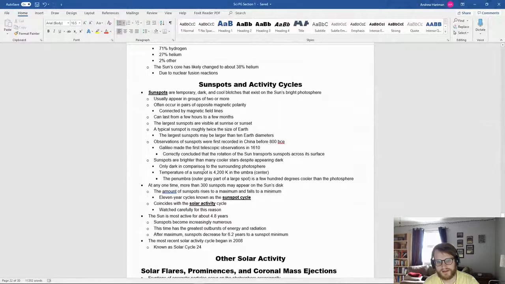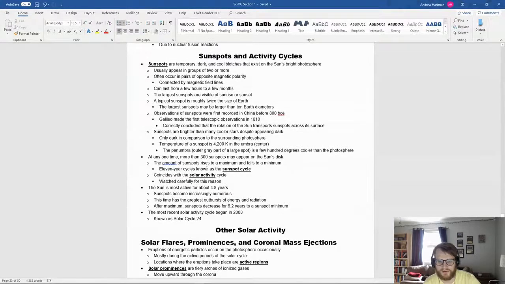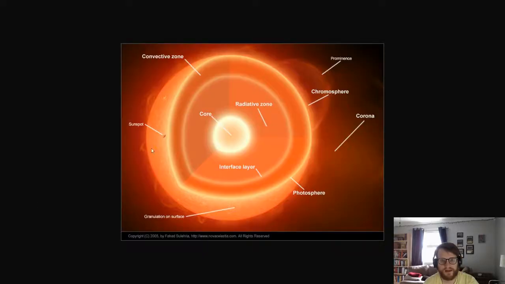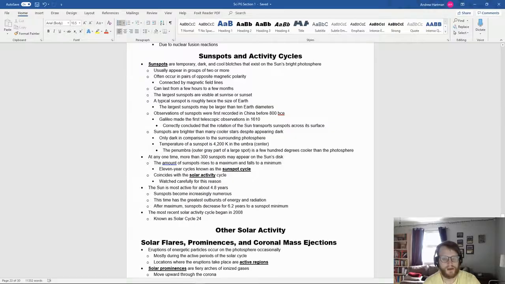Okay. So now let's talk about the other different things the sun does rather than just be the sun. We'll start with sunspots, right? So sunspots are dark, cool blotches that temporarily exist on the photosphere. Let's see if we can get a picture of that. So you can see a rendition of it here, right? That's a sunspot. They usually appear in groups of 2 or more, almost always at least in 2s, because they occur in opposite magnetic polarities, and oftentimes are also connected by magnetic field lines.